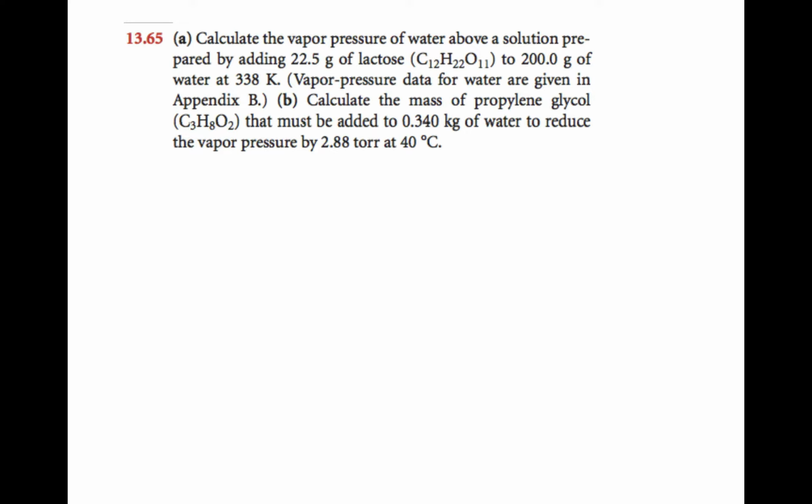B, calculate the mass of propylene glycol that must be added to 0.34 kilograms of water to reduce the vapor pressure by 2.88 torr at 40 degrees Celsius. All right, so we're leveraging this equation again. Now, in this case, they told us what the adjusted vapor pressure is, right? So if I knew what the vapor pressure of the solvent was at 40 degrees Celsius, I could figure out what the mole fraction of the solvent is.